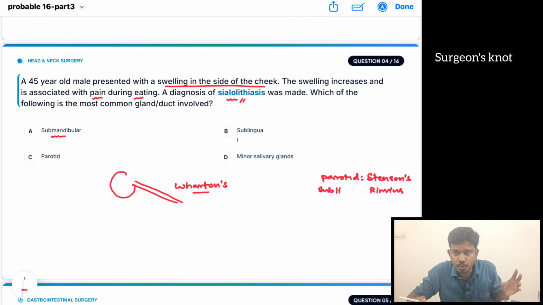If it is a small stone, if it is near the opening, we can go for endoscopic removal. We can remove it with a sialendoscope. If it has gone beyond that, we have to do duct slitting and take the stone out. If it has gone very close to the gland beyond the duct and settled, then we have to do a submandibular gland excision.